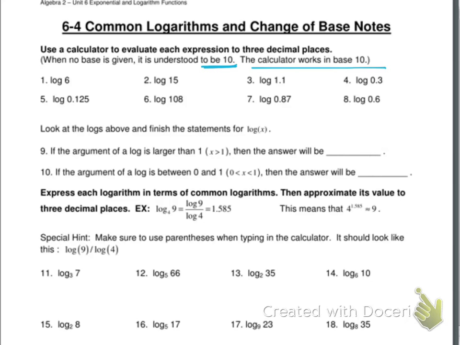So for all these first 8 problems, all you're going to do is just push log 6 and get a decimal and practice rounding. So for this first one, if you push log 6, you get 0.778. If you push log 15, you get 1.176. Okay, so I'm going to finish filling these in. I want you to practice on your calculator, just making sure that you know where the log button is and you know how to round.